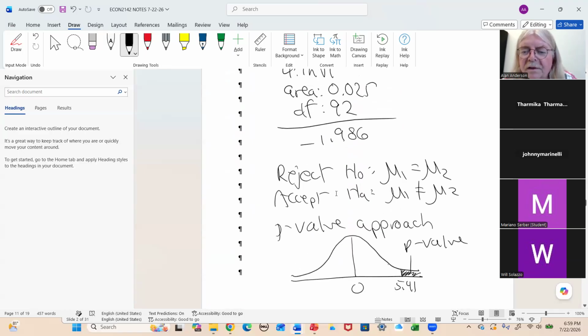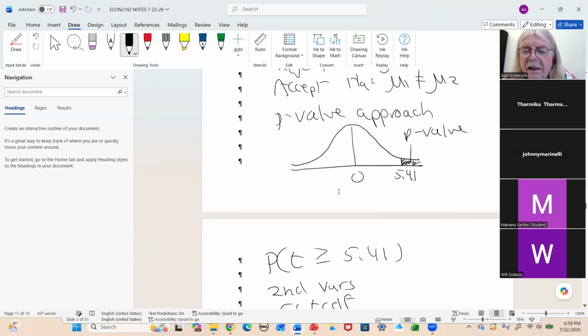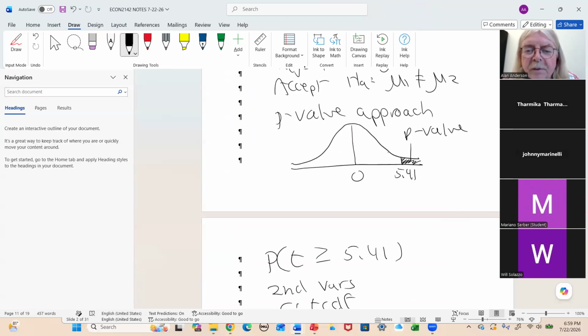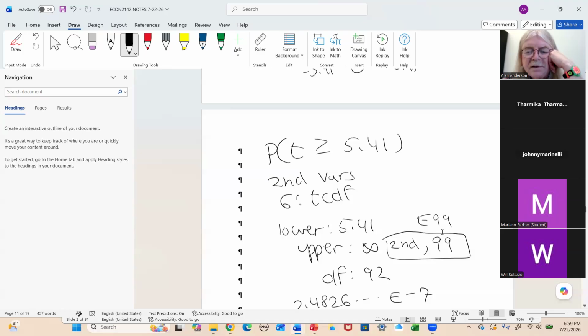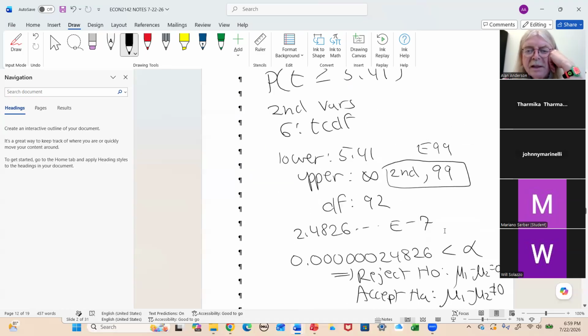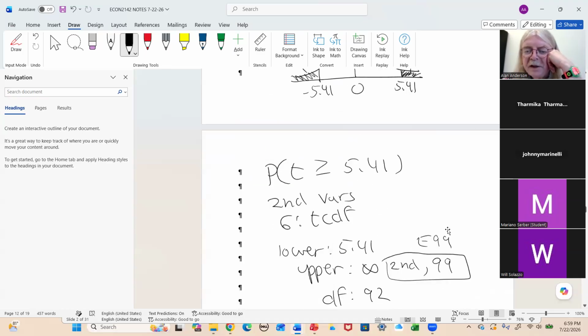Oh, you know what? I just realized something. Because this is the p-value, we were supposed to double this. That doesn't change anything. I just realized, scrolling through here, we forgot about this detail. Because it's a two-tailed test, you have to multiply that by 2 to get the true p-value.